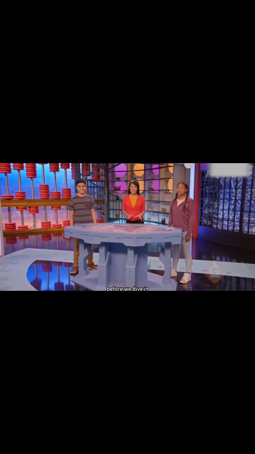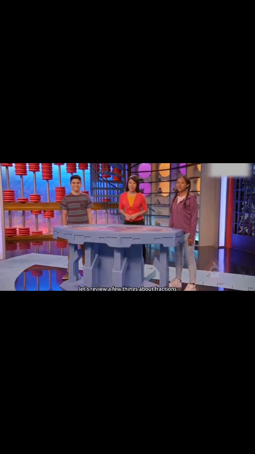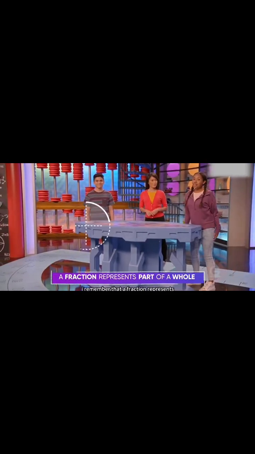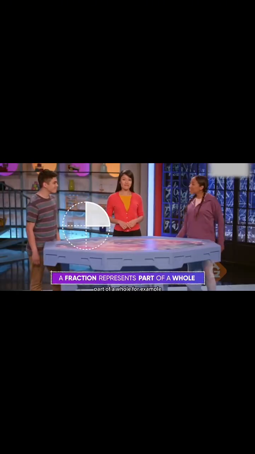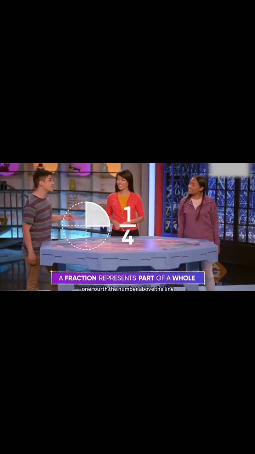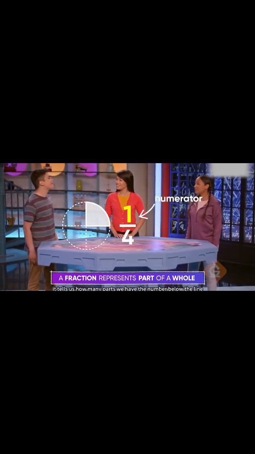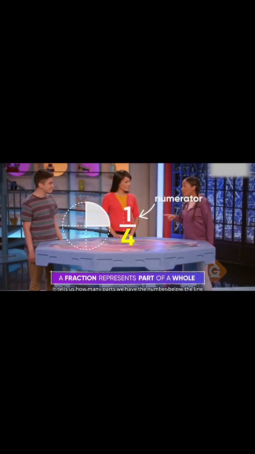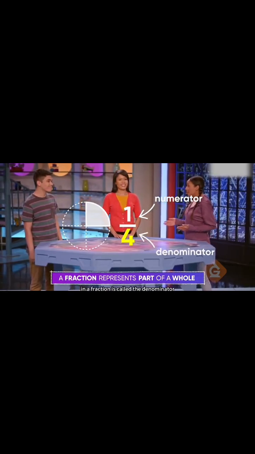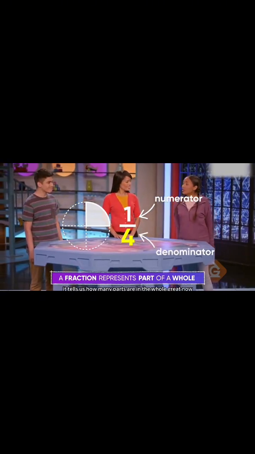Before we dive in, let's review a few things about fractions. I remember that a fraction represents part of a whole. For example, 1/4. The number above the line in a fraction is called the numerator. It tells us how many parts we have. The number below the line in a fraction is called the denominator. It tells us how many parts are in the whole.